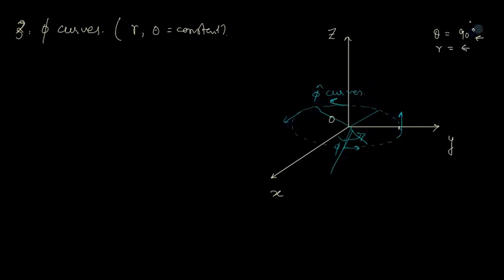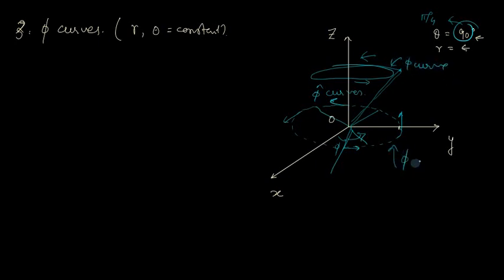Let's change theta to another value, say pi by 4. It will be some radius like here, and it will trace a circle here, going in this direction. So this is also a phi curve. At a particular r and theta you will get a phi curve. For constant r and theta you will get a phi curve.